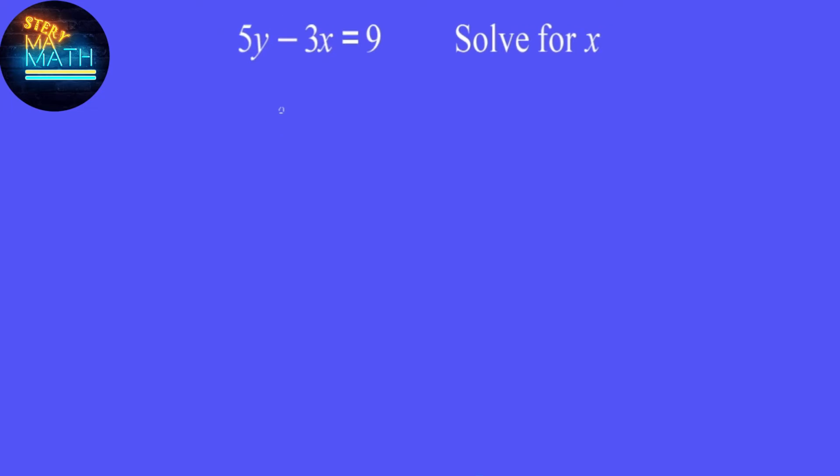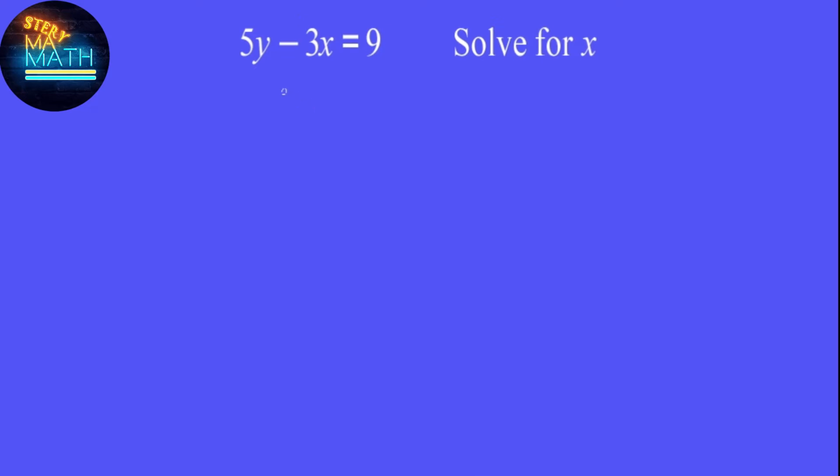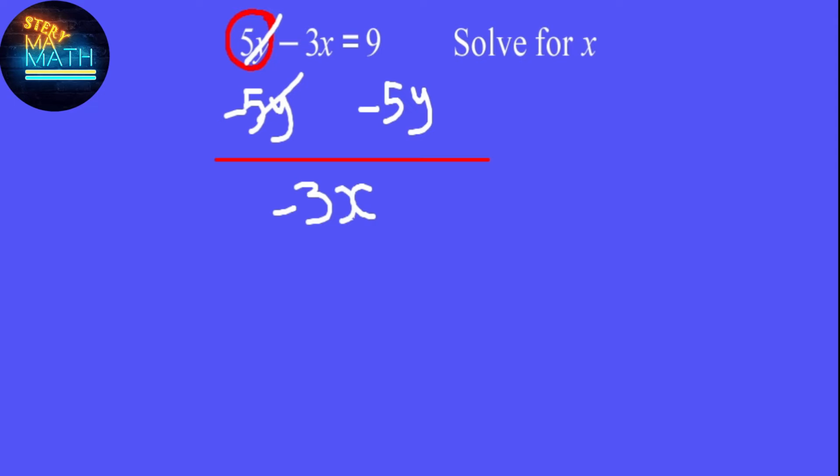Another example. 5y minus 3x is equal to 9. Solve for x. Solve for x means isolate x. So I want to get rid of this term, 5y. And this term is positive, so I will subtract 5y from both sides. Here is minus 5y and here also minus 5y. 5y and 5y will be cancelled. So it will be negative 3x. Notice that it's negative. The negative 3 is the coefficient of x. Is equal to 9 minus 5y.